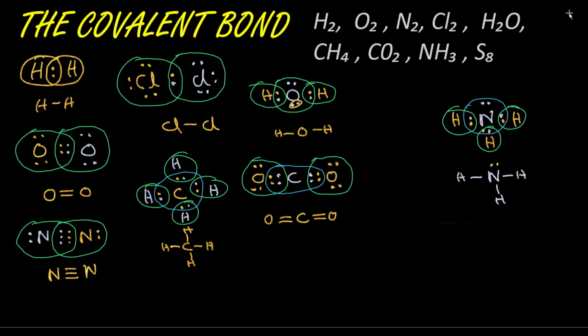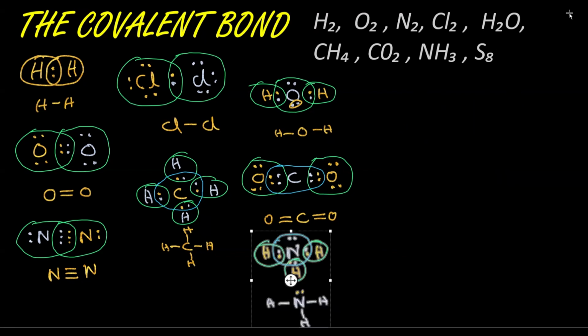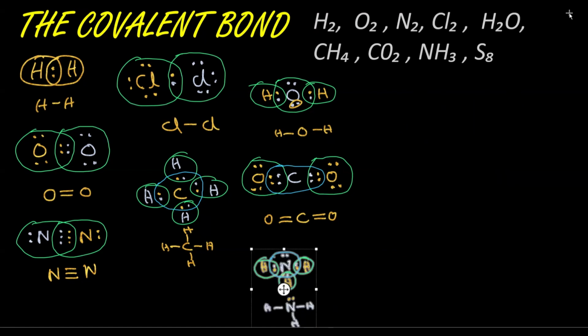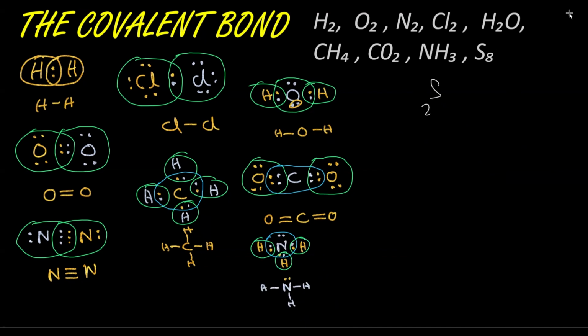The next is what? Next is sulfur molecule. The next I'm going to do is the sulfur molecule. Yes, S8, with sulfur whose electronic configuration is what? 2,8,6, 6 electrons in the outermost shell. So this sulfur forms a ring-shaped chain.